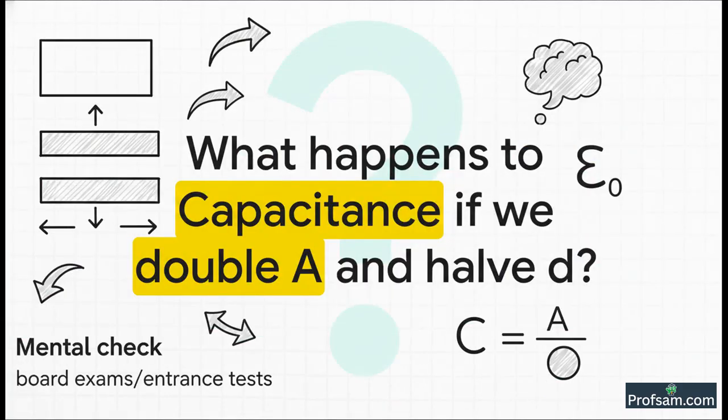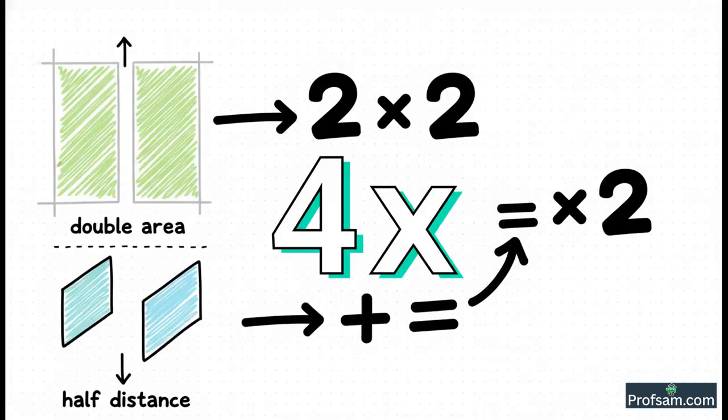Okay, quick thought experiment for you. This is a very common type of question you'll see in your exams, so listen carefully. What happens to the capacitance if we double the area A of the plates and we cut the distance D in half? Think about the formula. What happens? Did you get it? The capacitance becomes 4 times larger.